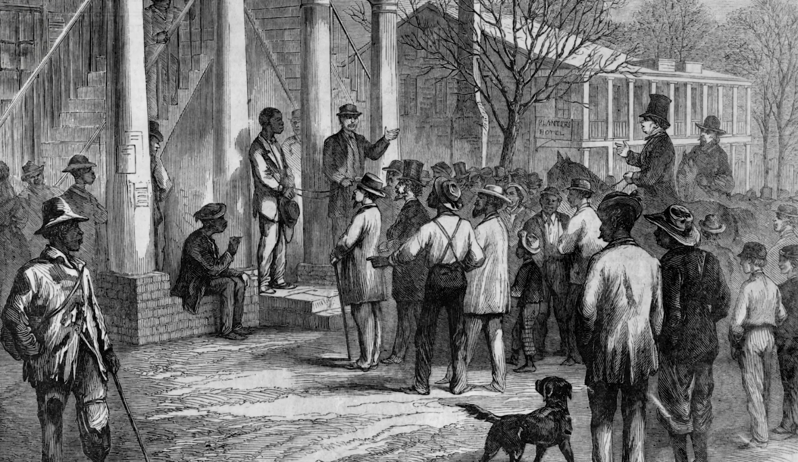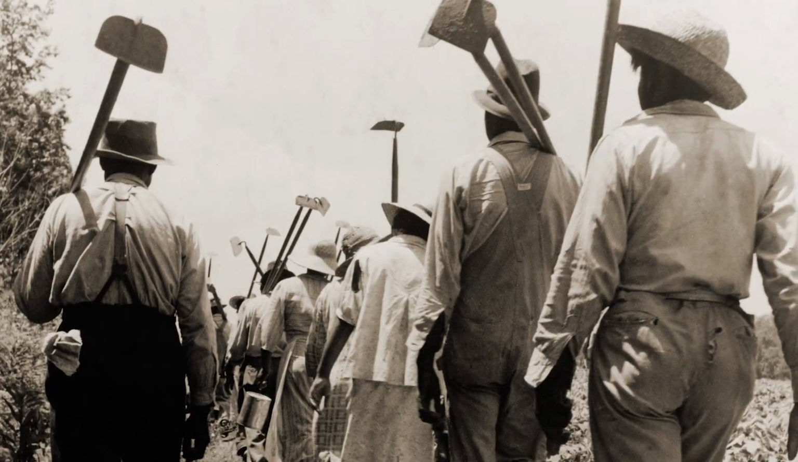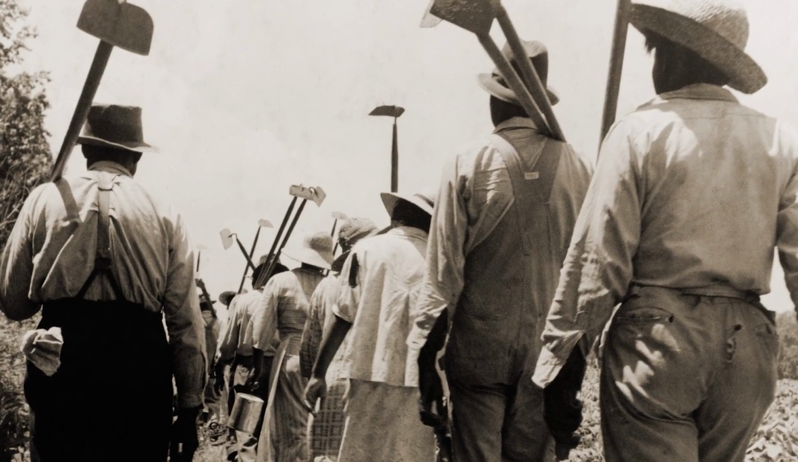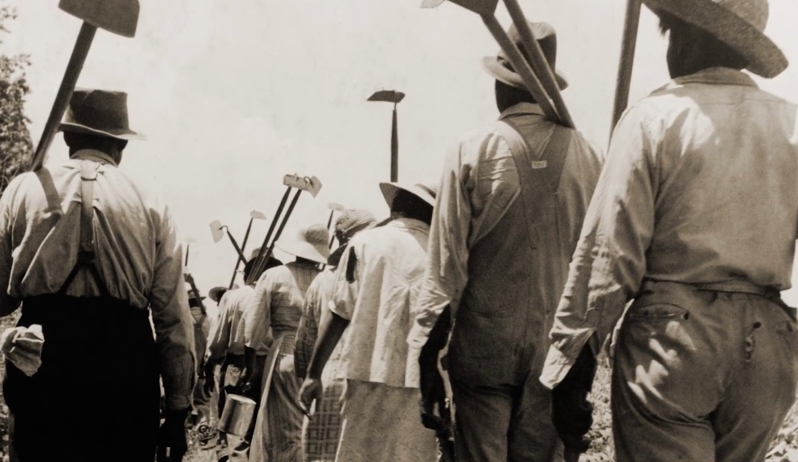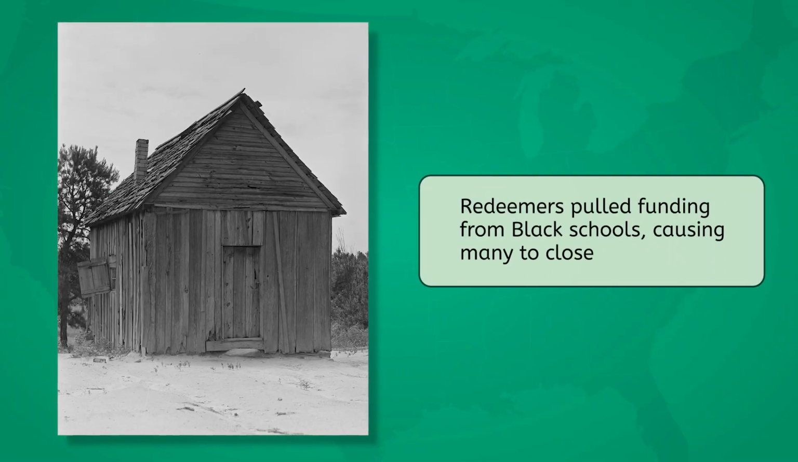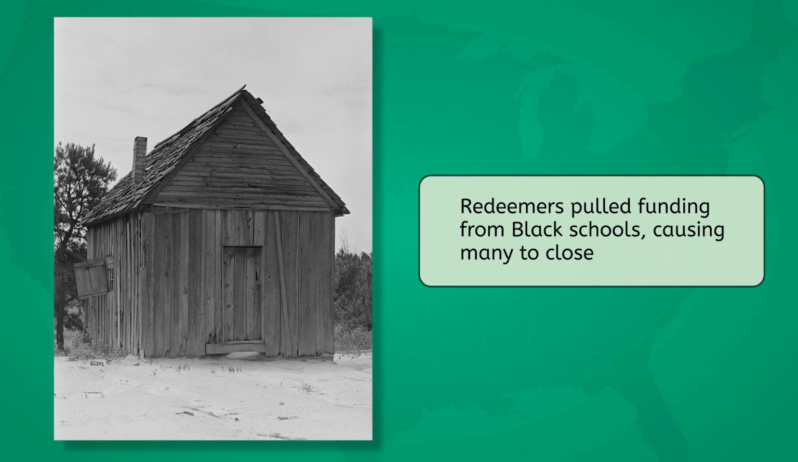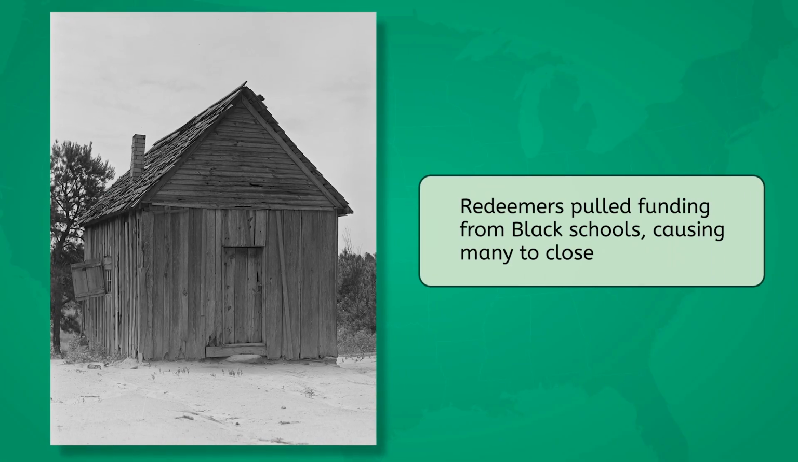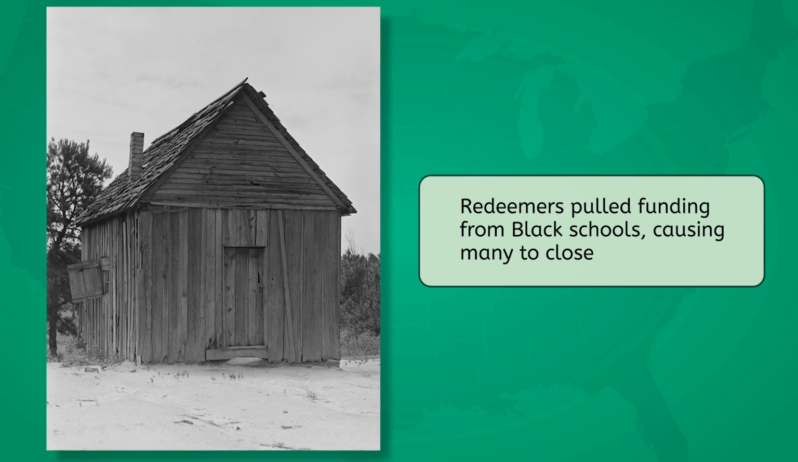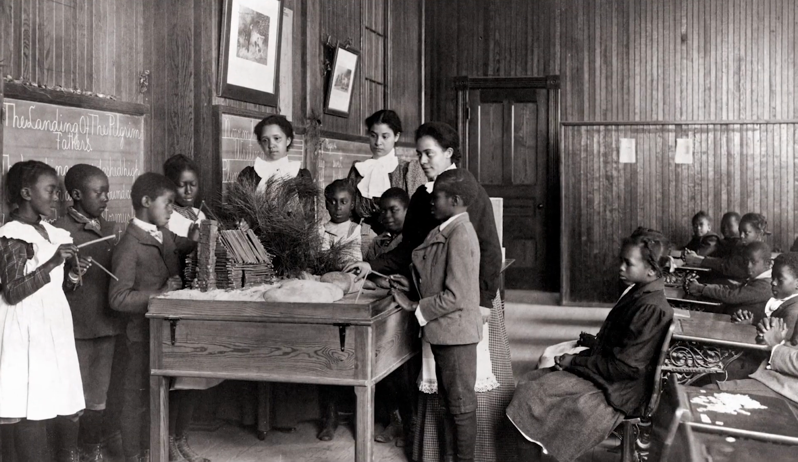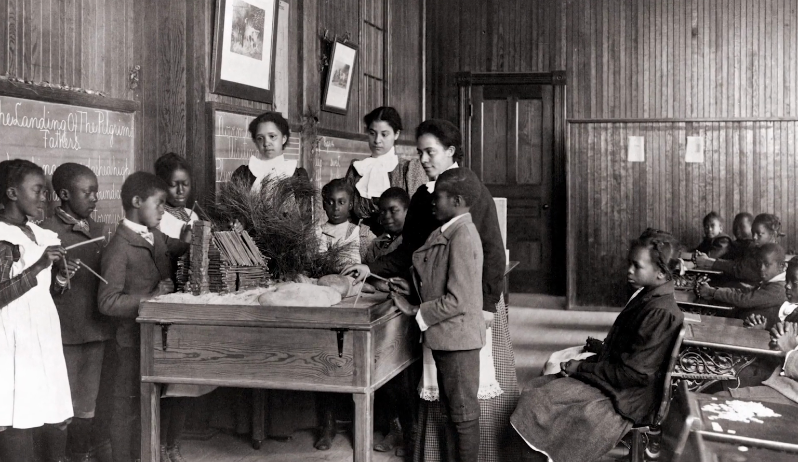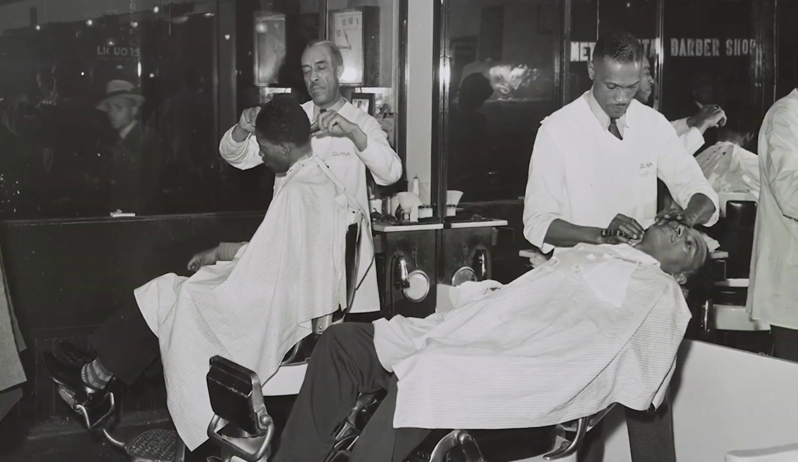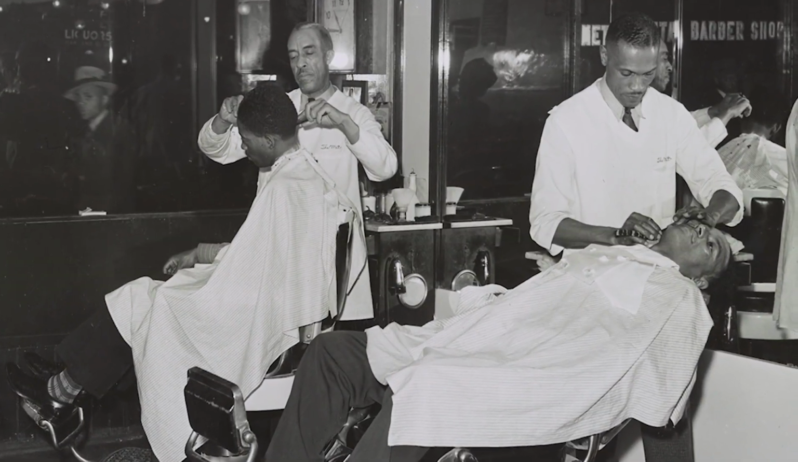Redeemer governments tried to undo what Reconstruction politicians had done by creating more black codes. They forced black workers back onto plantations under tightly controlled working conditions. Redeemers pulled funding from black schools, causing many to close, and imposed unfair taxes targeting black citizens. But even facing oppression, some black students still got an education, and many black businesses thrived.